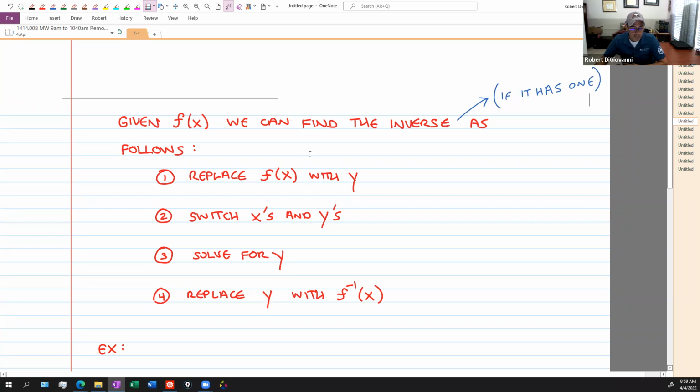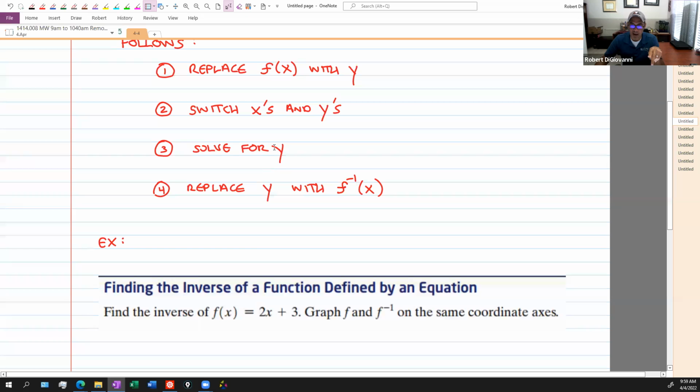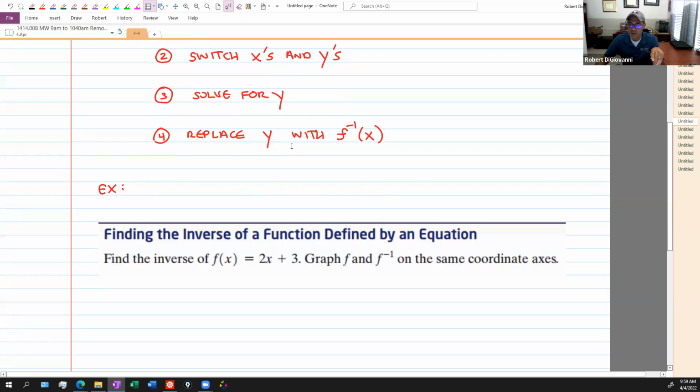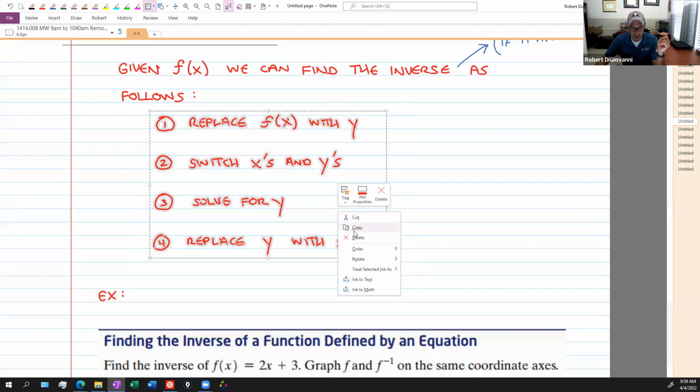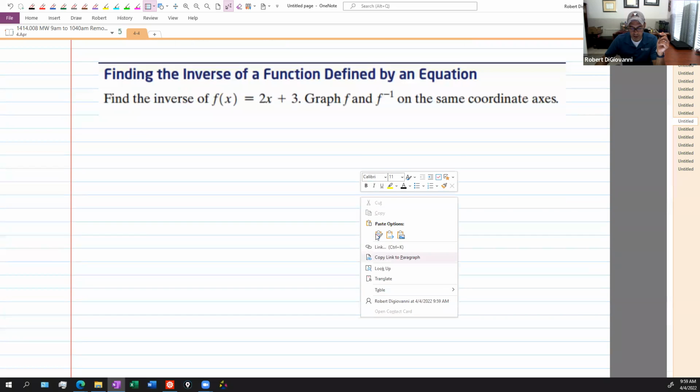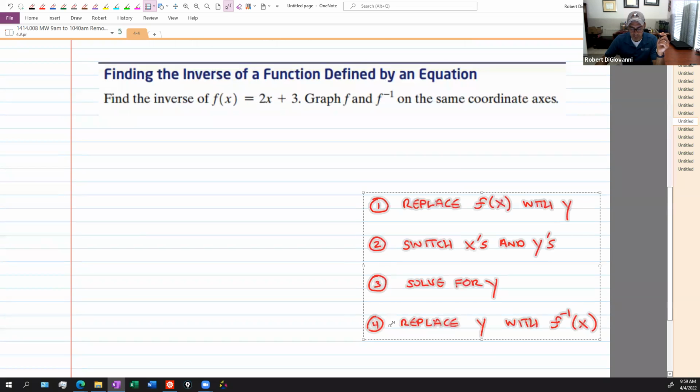As follows. So the first thing we're going to do is take our function and replace the f of x with y. Then we're going to switch all the x's and y's. Then we're going to solve for y, and then we're going to replace that with f inverse of x. Let me just take these over here. We're going to do this example.